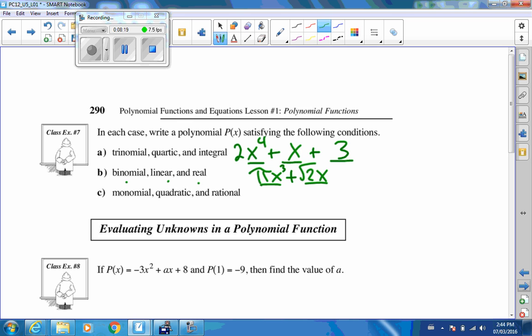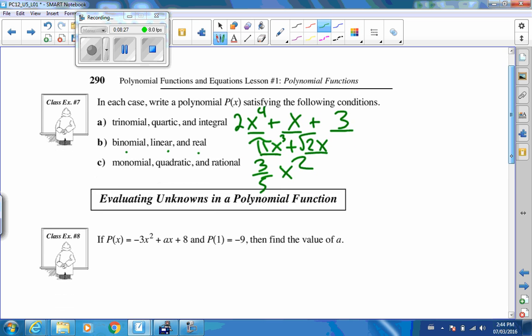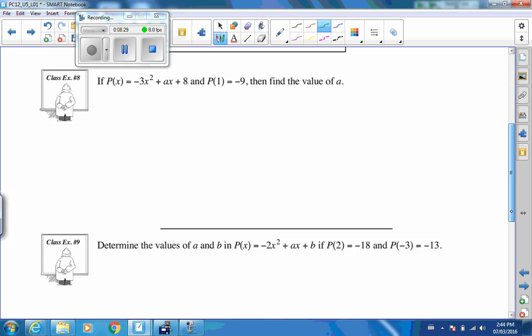Monomial, quadratic, and rational would be like 3/5 of x squared. But again, could be anything. So really, a rose by any other name would smell as sweet. A polynomial by any other name would factor just as nice.